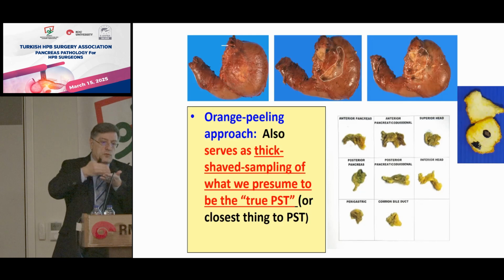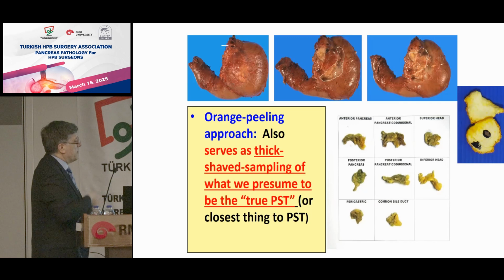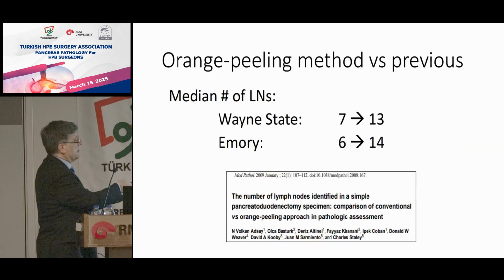Because once you look for the lymph nodes after cutting the pancreatic head in the grossing room, it becomes harder to find the lymph nodes. That's why probably these numbers were very low.